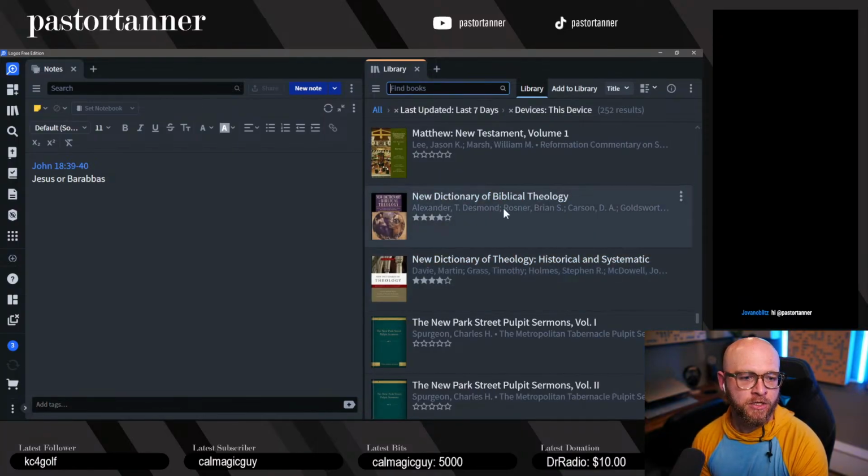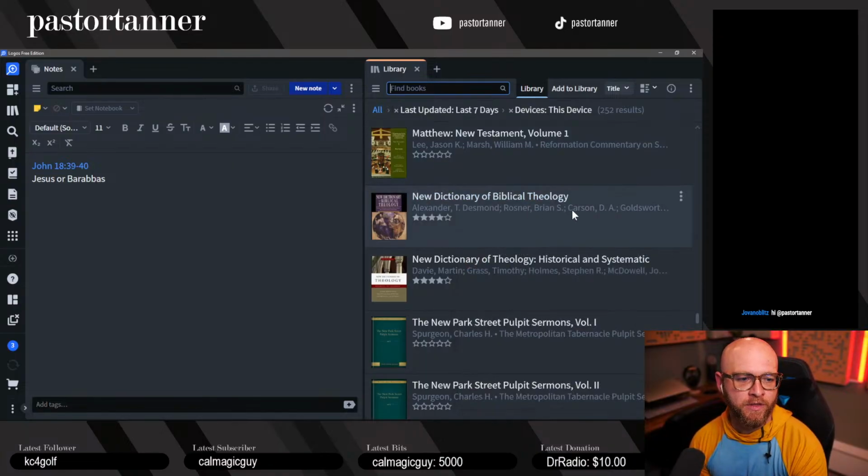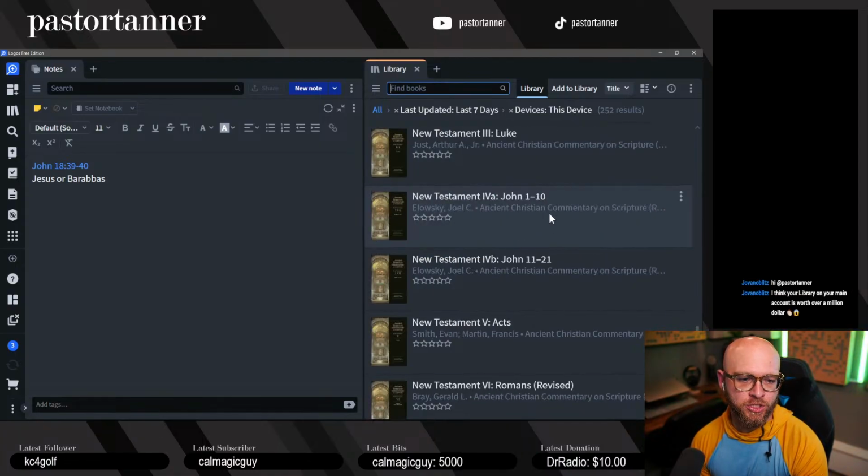Rounding out the sets, here's the New Dictionary of Biblical Theology. Really happy to get this one. I was able to get the biblical imagery one in the small set, but here we get the biblical theology and then another theological dictionary as well. New Park Street Pulpit, just for getting some Spurgeon sermons.